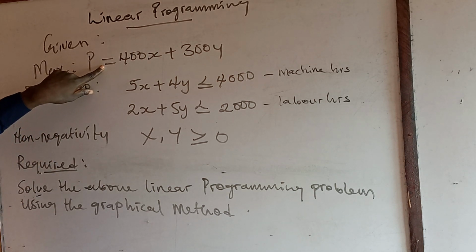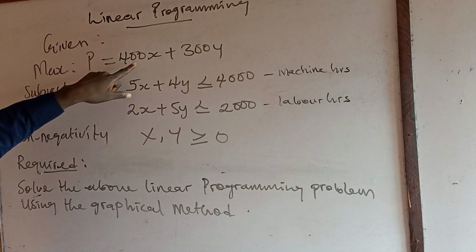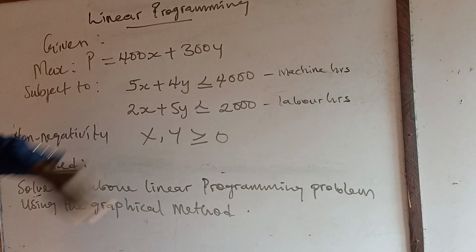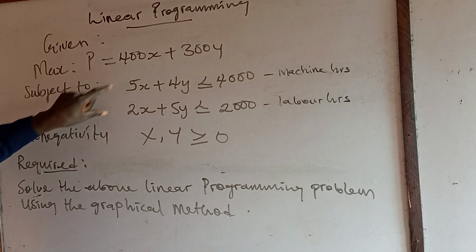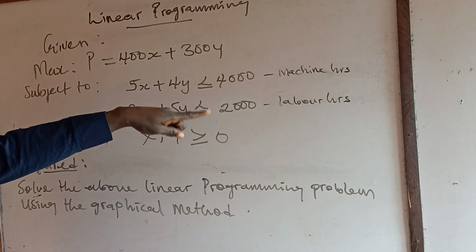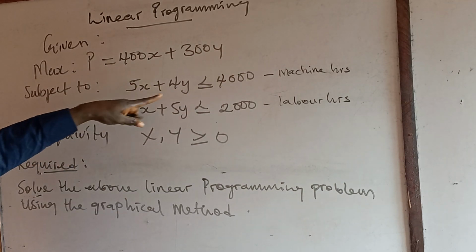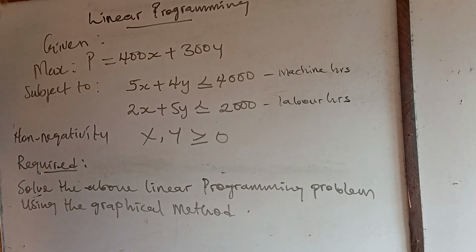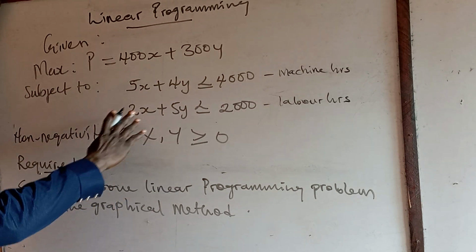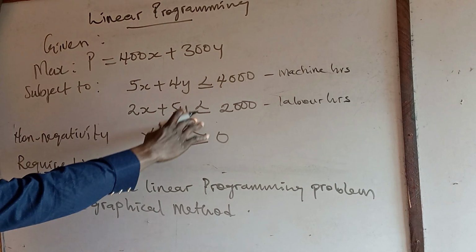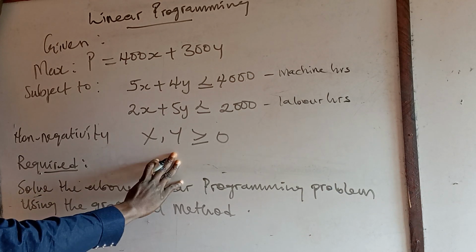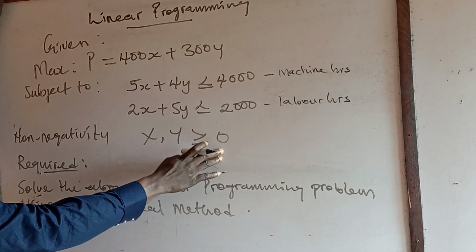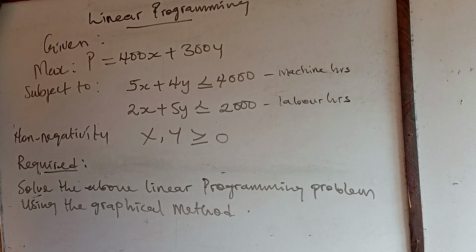This is our objective function, which is stated as 400x plus 300y. Then the non-negativity is given. These are our constraints. We have the machine hours and then the labor hours. So we have 5x plus 4y less than or equal to 4,000. Then the second constraint is 2x plus 5y less than or equal to 2,000. Non-negativity is x and y greater than or equal to 0.